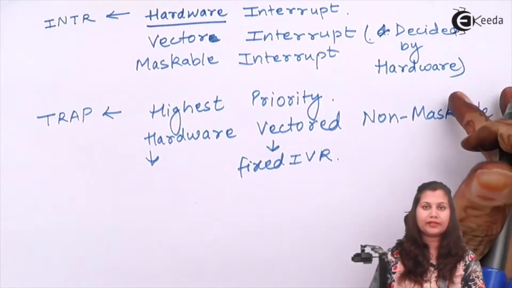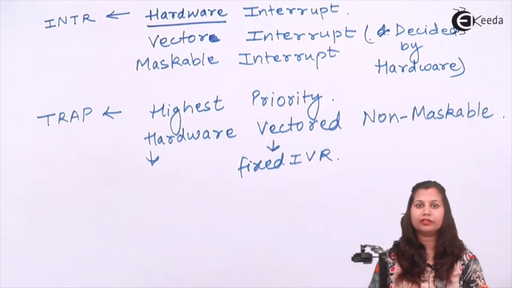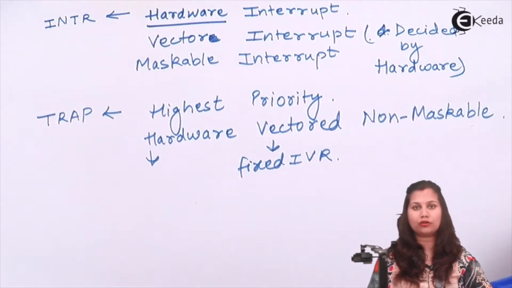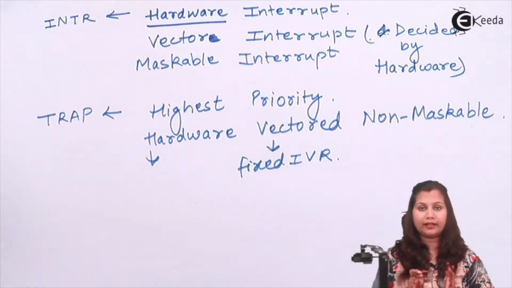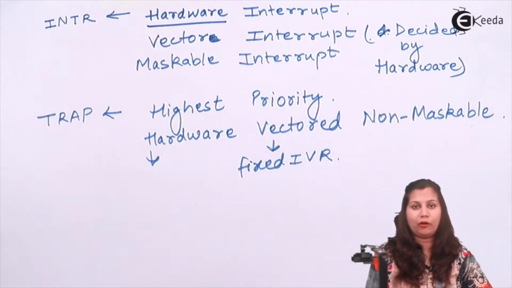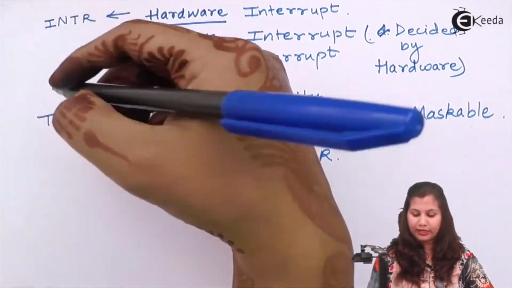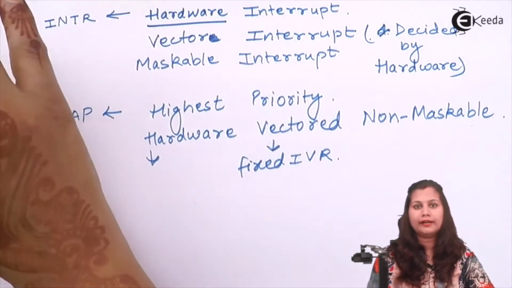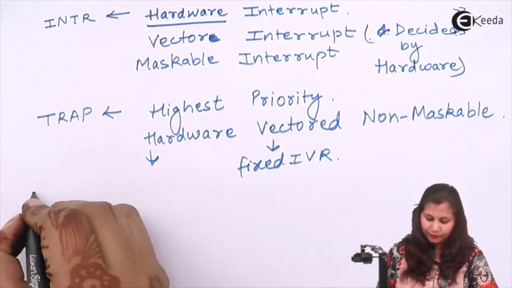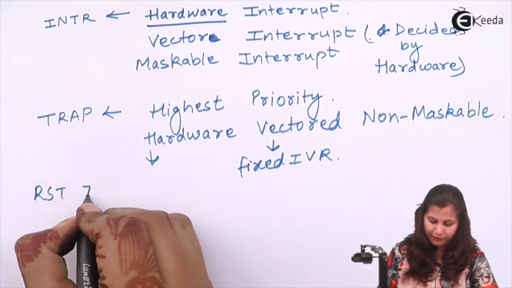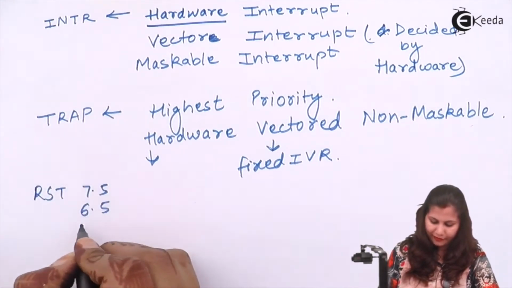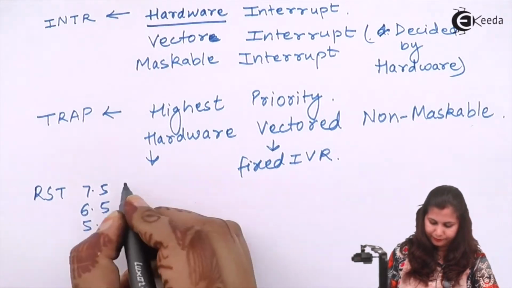Whenever this interrupt is given to the 8085, the microprocessor has to acknowledge it. It has to stop whatever function it was performing at that time. It would stop that function and first acknowledge the trap interrupt. Then we have RST 7.5, 6.5 and 5.5.